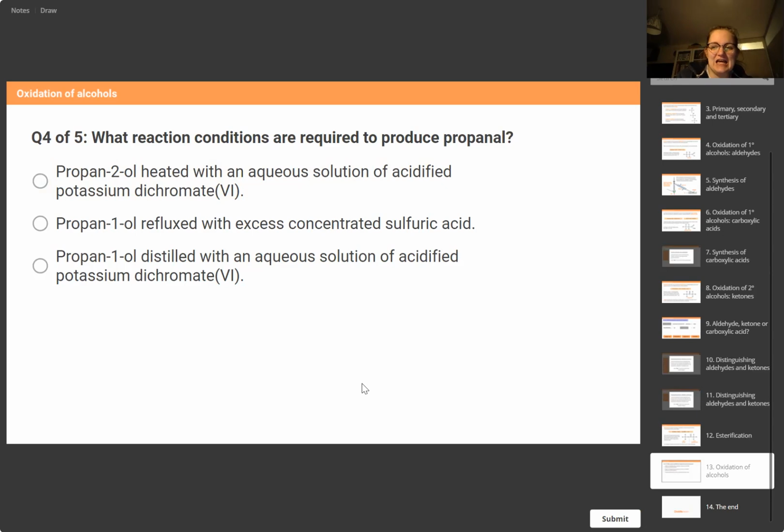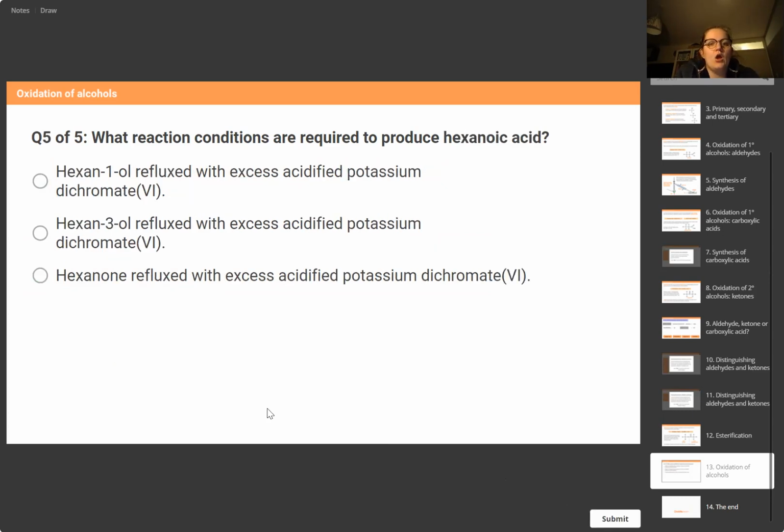Propanal is an aldehyde, so that needs a primary alcohol being oxidized. Propan-2-ol is a secondary, so it can't be that. Propan-1-ol refluxed would give us a carboxylic acid. So it's going to be propan-1-ol distilled with an aqueous solution of acidified potassium dichromate. Finally, what reaction conditions are required to produce hexanoic acid? Hexan-1-ol refluxed with excess acidified potassium dichromate.